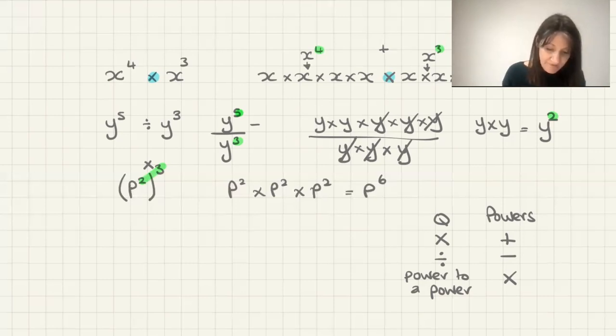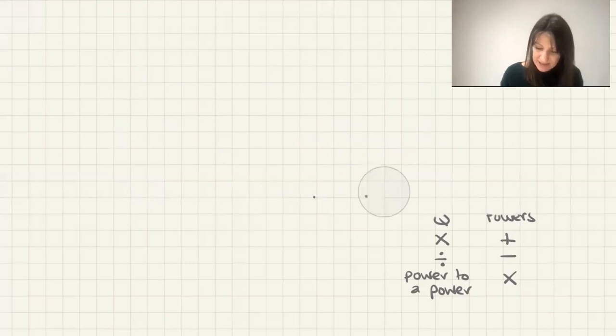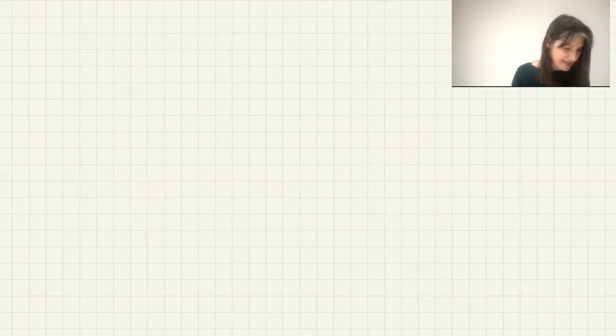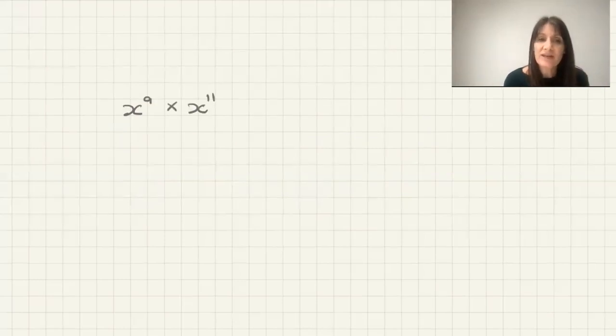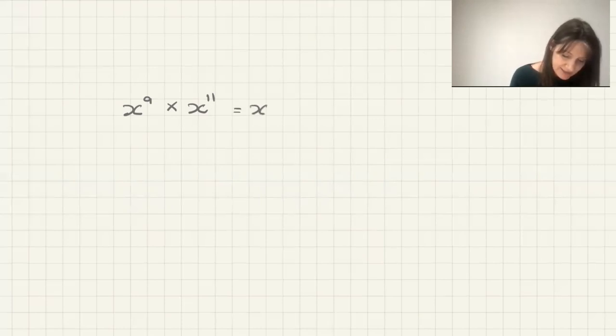All right, so let's have a cleanup and let's just have a play around with this, okay? So if I gave you the question x to the power of 9 times x to the 11, what would the answer be? Now, if you need time, pause and then hit play. Every question, just pause it, do it, and then hit play when you're ready. So the answer to this one is x to the 20. We are just going to add the powers, okay?